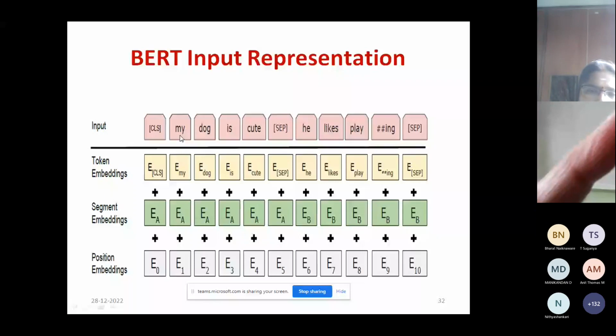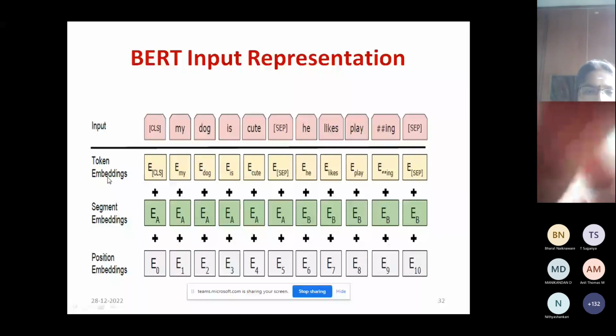So here in BERT, they are using WordPiece tokenization. So "my" is a word, "dog" is a word, "is" is a word, "cute" is a word. These are all the tokens. This we call token embeddings.